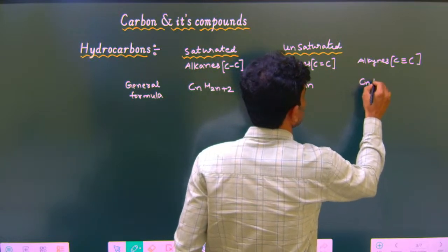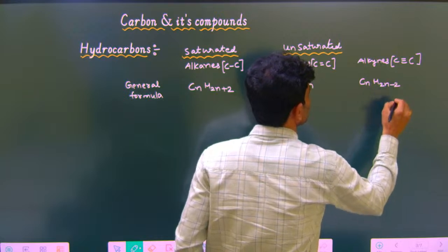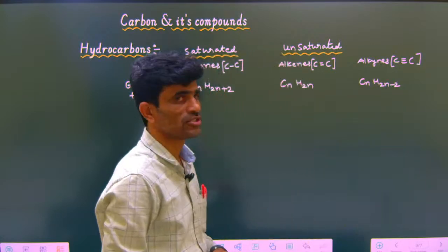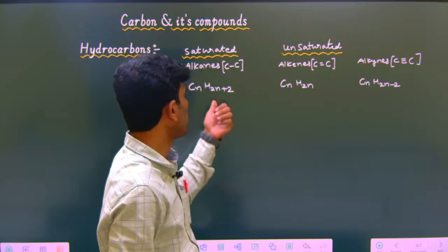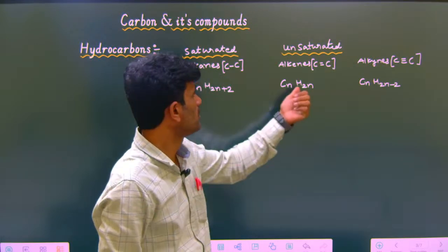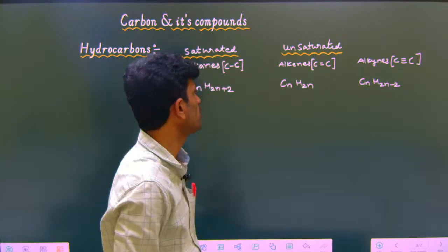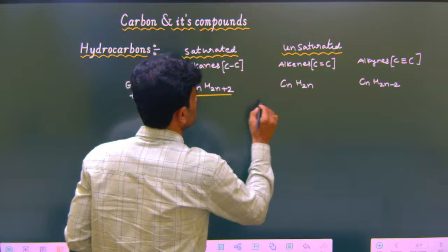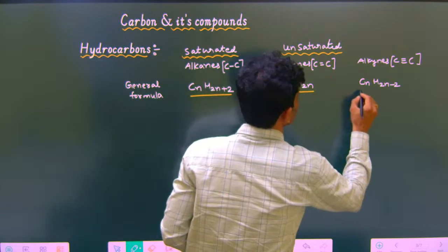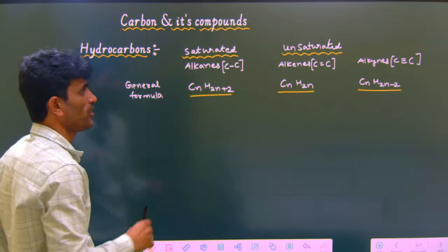In alkynes, the number of hydrogens will be less. That is CnH2n-2. So it is 2 hydrogens less than the double. In alkanes, 2 hydrogens more than the double. In alkenes, exactly double. In alkynes, 2 less than the double. So try to remember these general formulas of alkanes, alkenes, alkynes. Now let us write some formulas to get an idea.